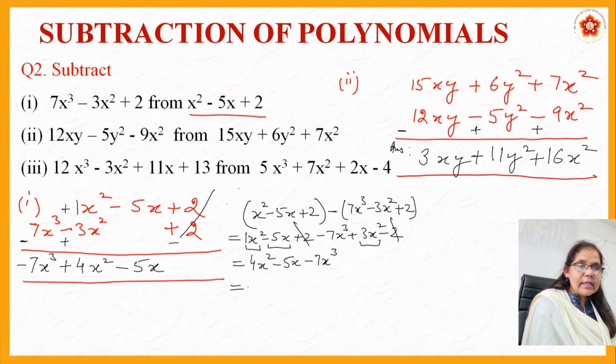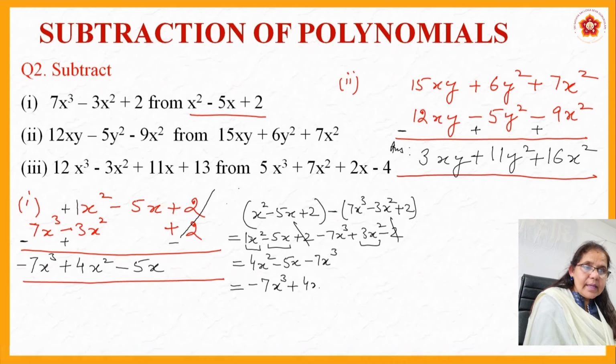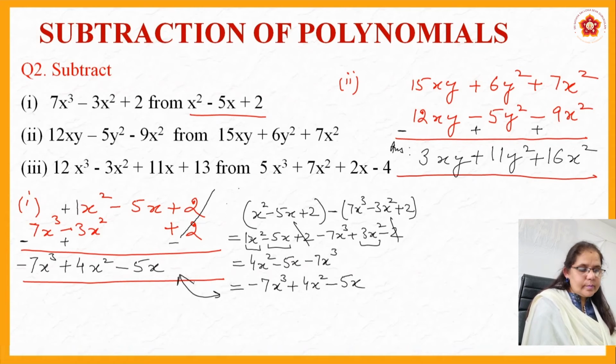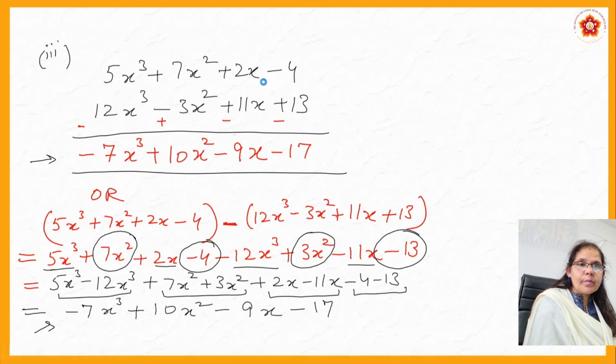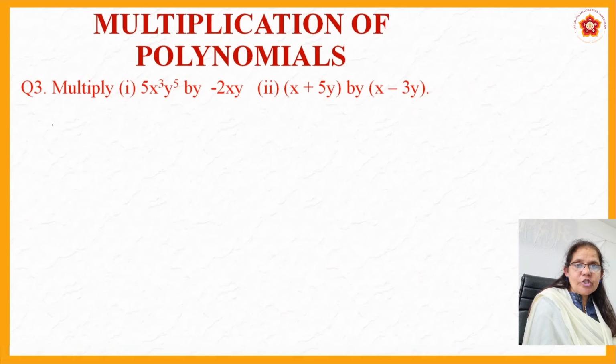Now let us write down the term with highest degree first. So minus 7x cube is the term with highest degree. Then plus 4x square is the next highest degree. And minus 5x is the next term. So in both the cases we are getting the same answer. I hope it is clear how to do subtraction. Now coming to multiplication. Addition and subtraction is easy. Now let us learn how to multiply.